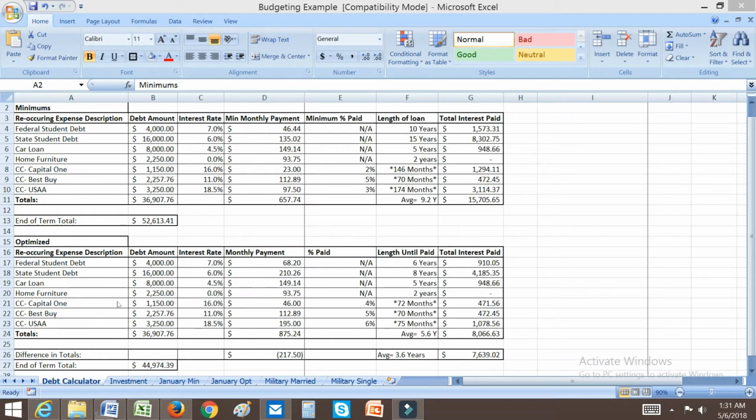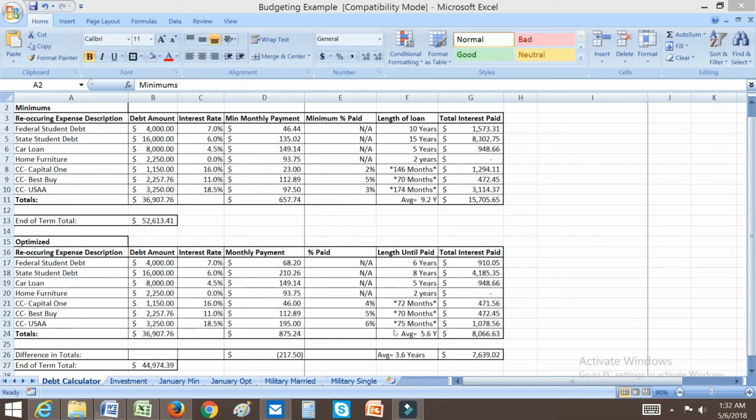All right, so then let's go down here, right, and let's look at the optimized debts. So same exact ones, same exact totals, same interest rates. However, this is where it starts to change, right? So the length until paid. I wanted to get it down to about an average of 5 years. So I wanted to try to cut the amount of time in half.